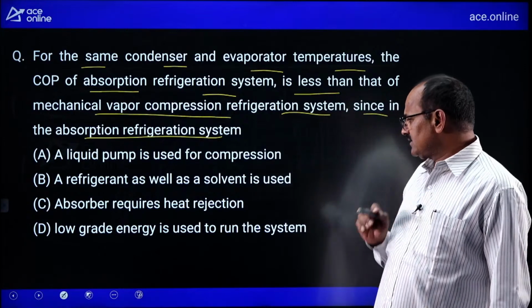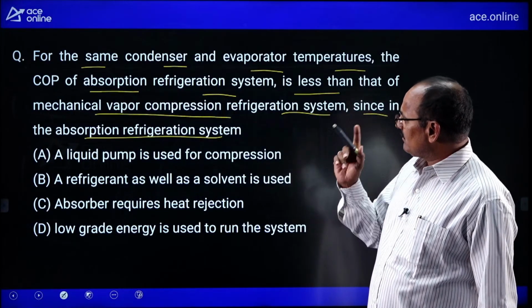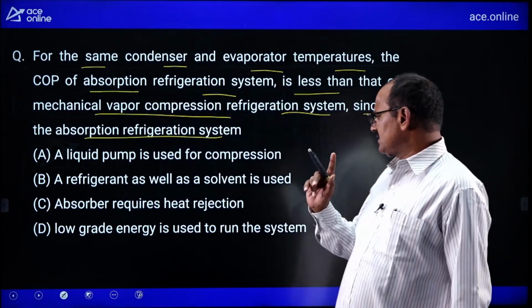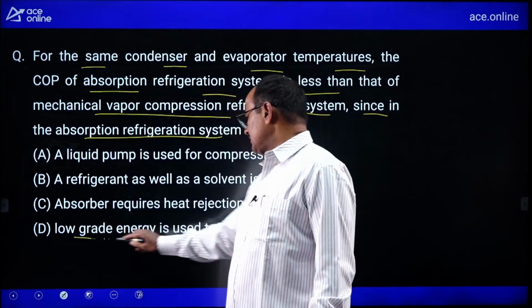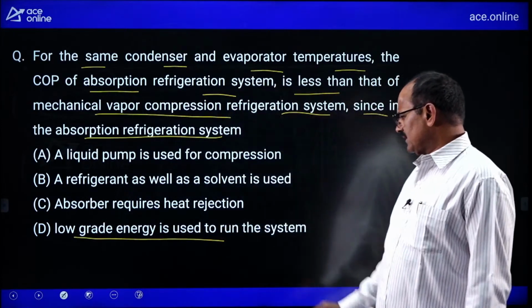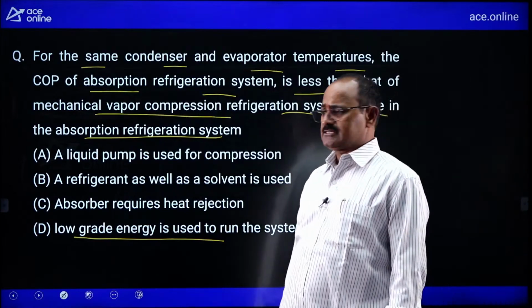Since low grade energy is the input energy for a vapor absorption system, that's why COP of the VAR system is always less than COP of the mechanical or vapor compression refrigeration system. So option D can be selected. Low grade energy is used to run the vapor absorption refrigeration system.